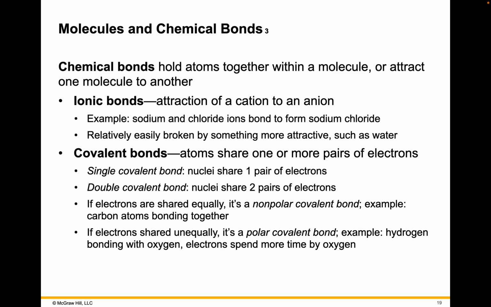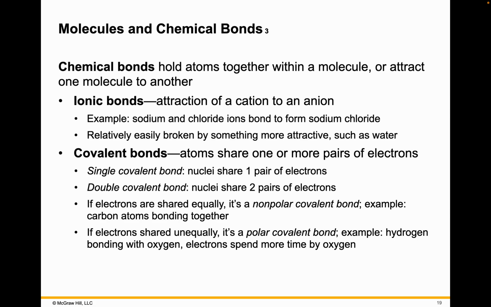The other type of bond, the more common type of bond that we deal with in the biological molecules, is a covalent bond. And in a covalent bond, atoms are going to share one or more pairs of electrons. So we're talking electrons, but it's pairs of electrons. In a single covalent bond, the nuclei would share one pair of electrons. In a double, they would share two pairs of electrons.